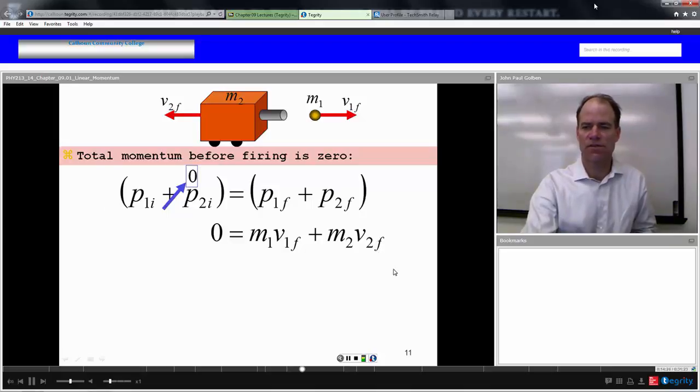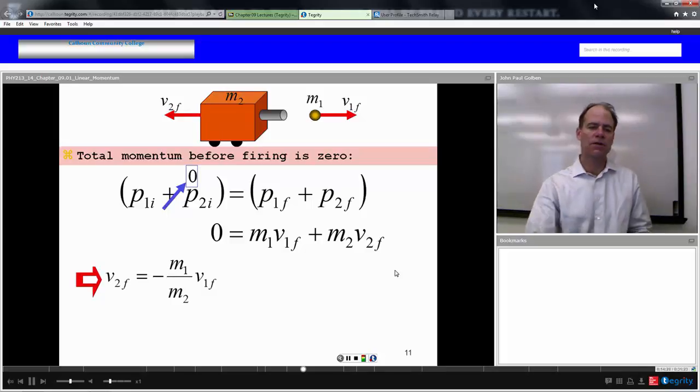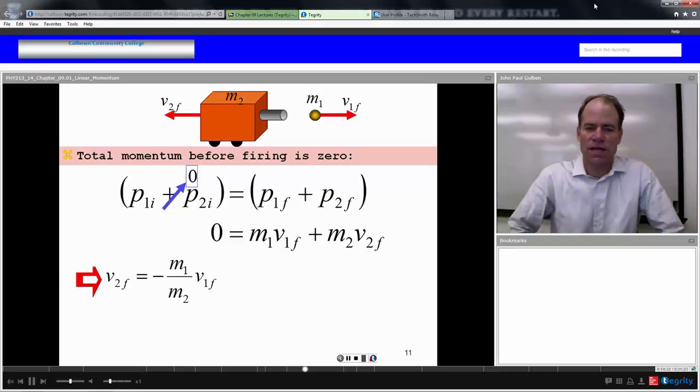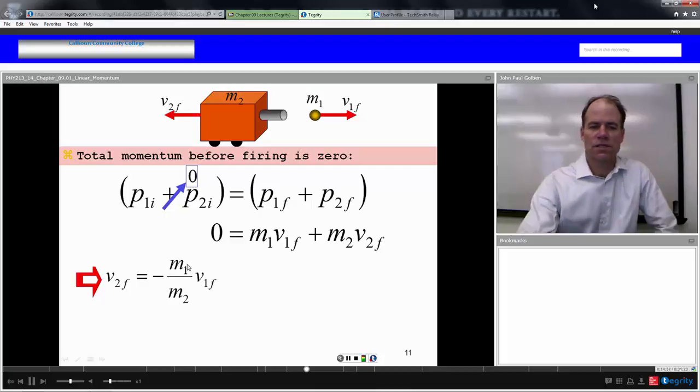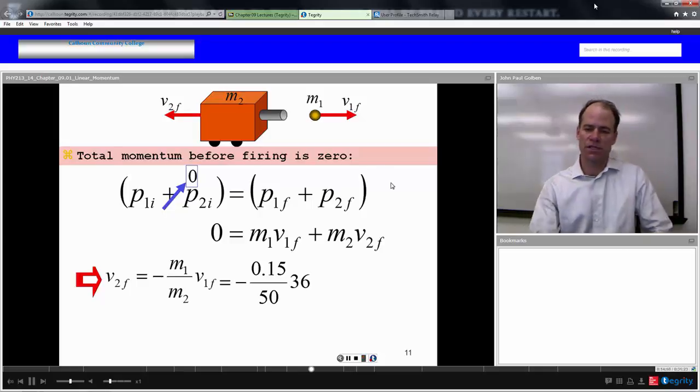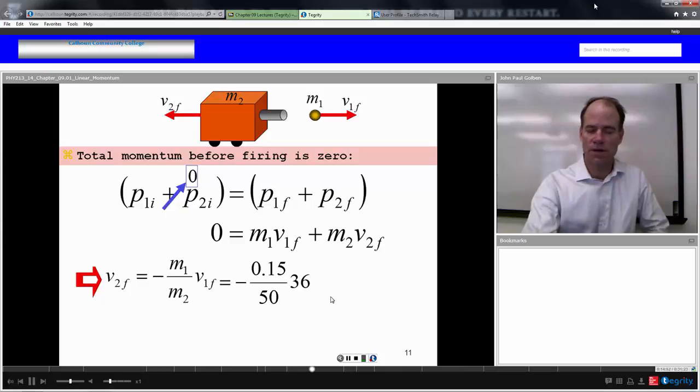Solve this for the final velocity of the machine. V2 final is going to be equal to negative mass 1 over mass 2 times V1 final. Mass 1 is the baseball, mass 2 is the pitching machine. So we have a negative 0.15 kilograms for the baseball, 50 kilograms for the machine. The baseball is moving at 36 meters per second. It's probably around 80-some miles per hour.